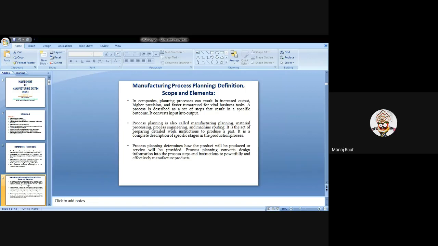If you go to any kind of company, the planning process can result in increased output, with higher precision and faster turnaround for vital business tasks. The process is described as a set of steps that result in specific outcomes. In manufacturing, it converts input into output. Manufacturing process planning is also called manufacturing planning, material processing engineering, machining, or routing, and it is the act of preparing detailed work instructions to produce a part. So it is a complete description of specific stages in the production process.